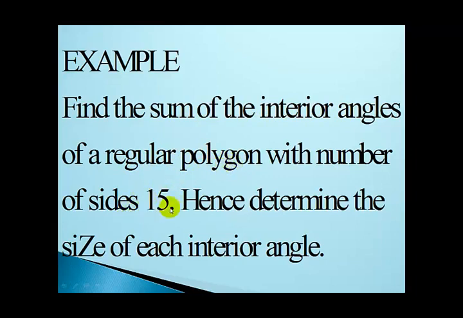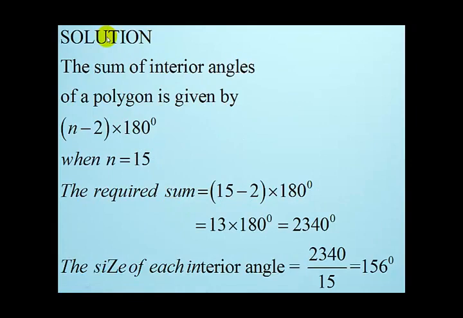Now, let's look at how we can find the sum and each interior angle. Solution. The sum of interior angles of a polygon is given by n minus 2 times 180 degrees. From the question, the number of sides has been given to be 15. And therefore, the required sum will be equal to 15 minus 2 times 180. This means that wherever you see n, you substitute 15. And that is what we have done. So we have 15 minus 2 times 180 degrees.